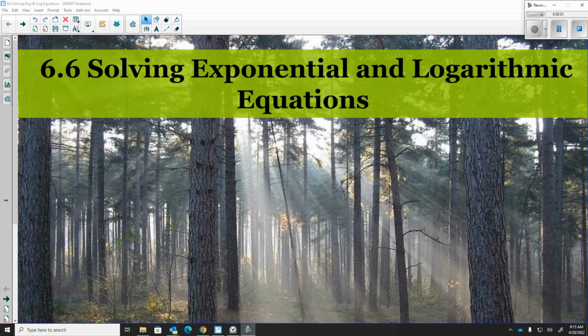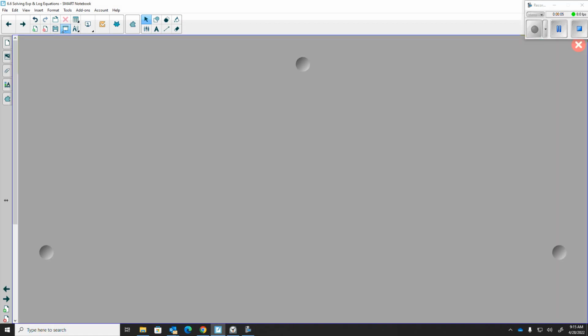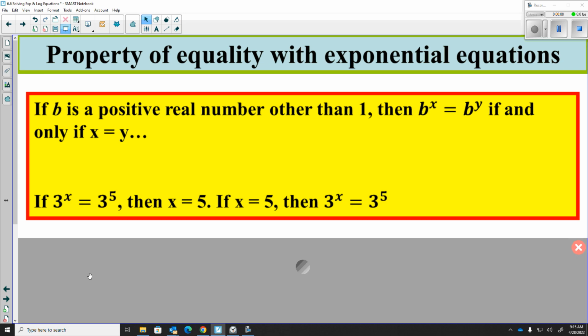Right, here we go. I got to show you a couple rules. The first rule looks like this. All this stuff up here, guys, this is like math language. You don't have to write that down. If b is a positive real number other than 1, then b to the x equals b to the y, if and only if x equals y.